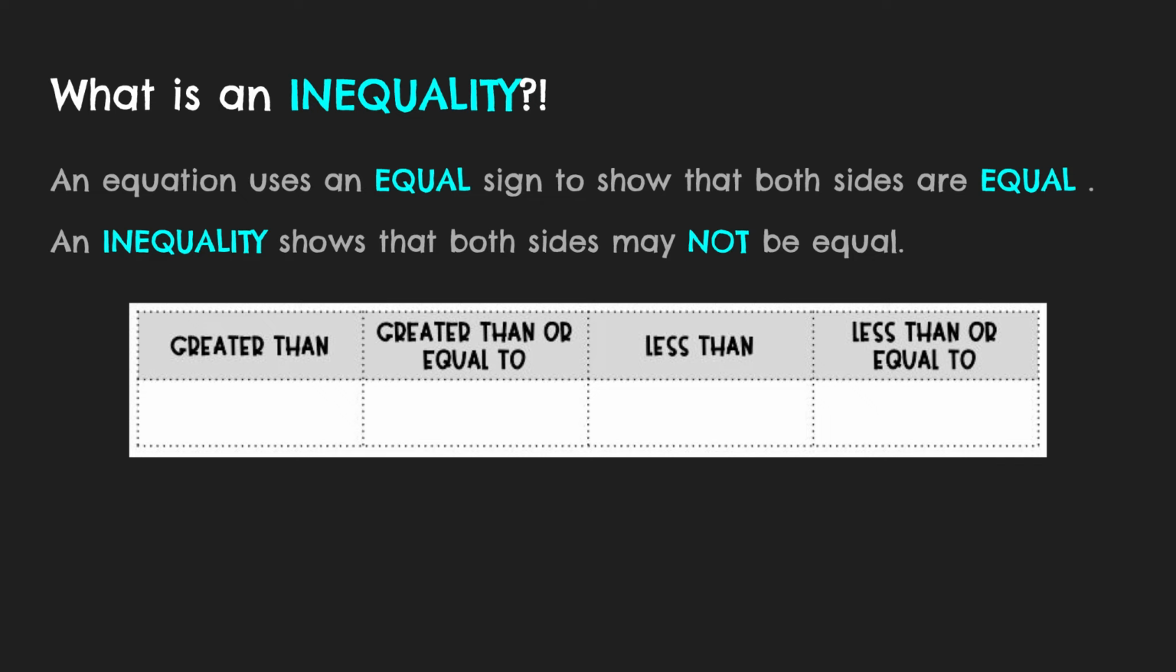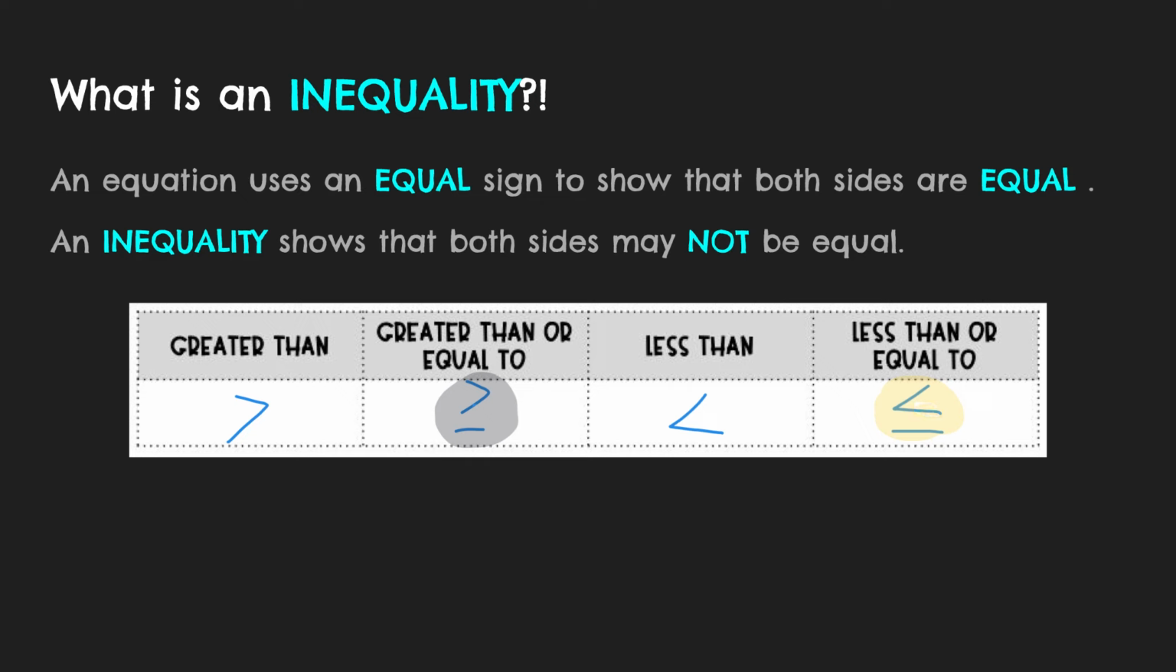So for instance, you may see greater than, or you may see greater than or equal to. Kind of a new symbol here. So this is something new. Then we have less than. Then we have less than or equal to. Okay. Less than or equal to.